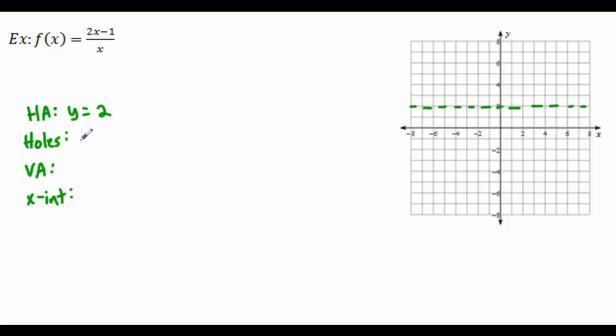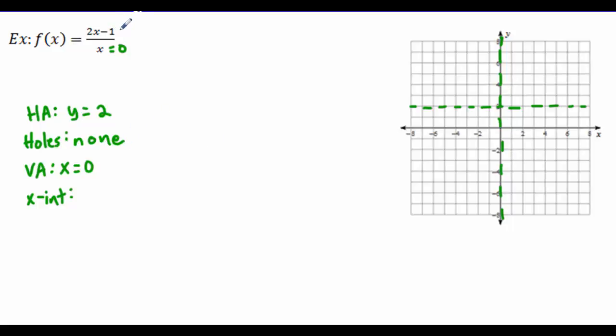I can't factor the top or the bottom of this, which means nothing is going to cancel, so there's not going to be any holes. When I set the bottom of this equal to 0, I get my vertical asymptotes, and so there's just a vertical asymptote at x equals 0. So that's a vertical line now that's on the y-axis.